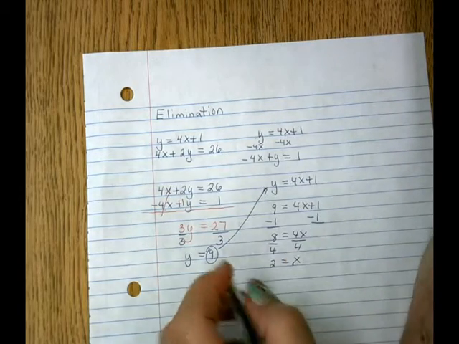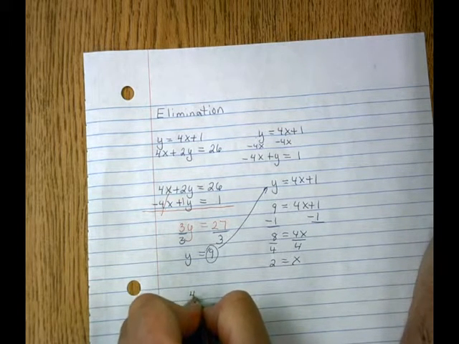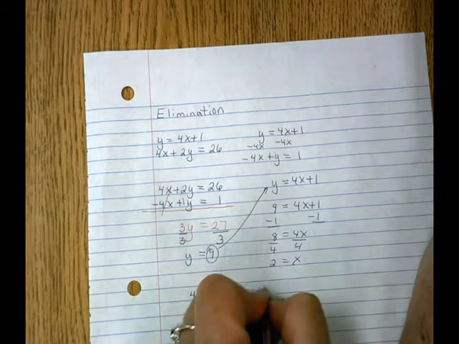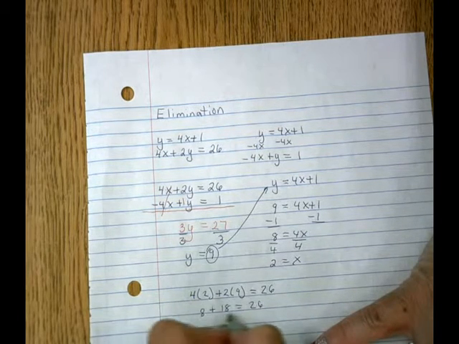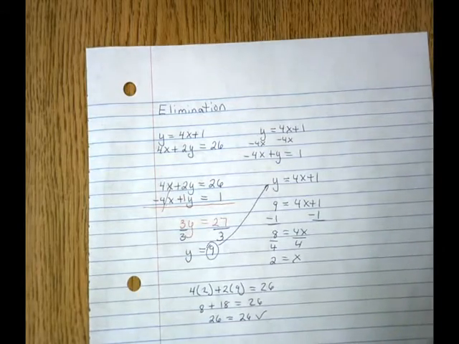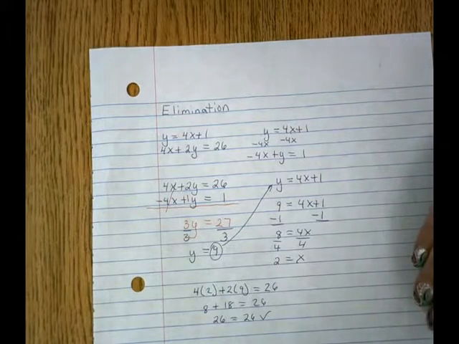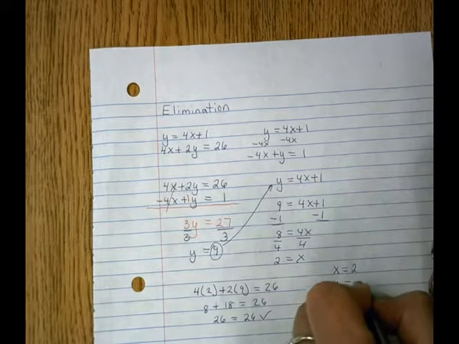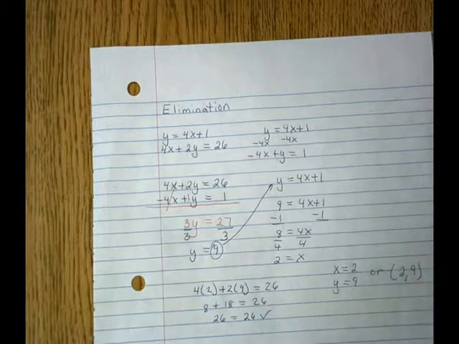And again, if I would check it in the other equation like I did the last time, I would do 4 times 2 plus 2 times 9 equals 26. 8 plus 18 is 26. And I again get the correct solution. So now I've solved this system of equations in two different ways. And again, I could write my solution as x equals 2, y equals 9, or I could write it as an ordered pair of 2, 9.